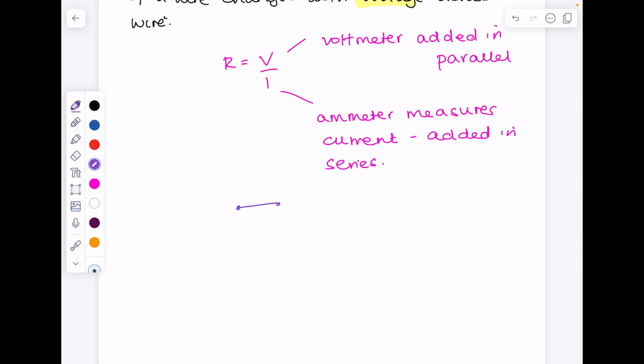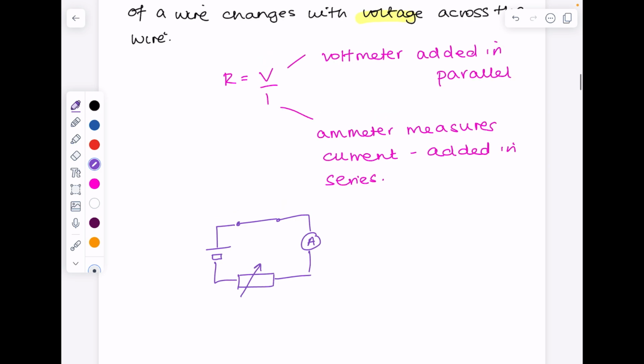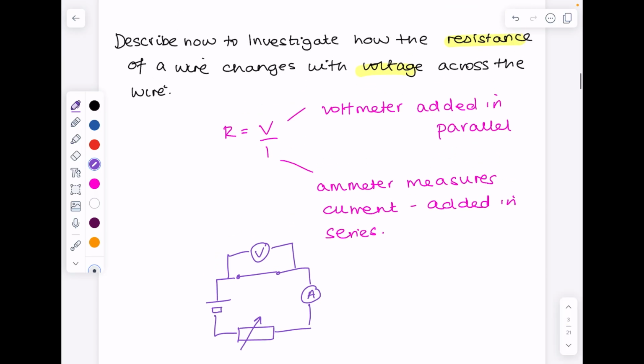So here is my wire. I need a power supply, so I've added a cell. I need to include a variable resistor. As I've already said, I need an ammeter to record the current, which I've added in series. And then I need a voltmeter to measure the voltage, which needs to be added in parallel around the component that we're interested in. And we're interested in the wire, which is why I'm adding it here. So that's what you need to draw if they ask you to draw a circuit of what's going on.